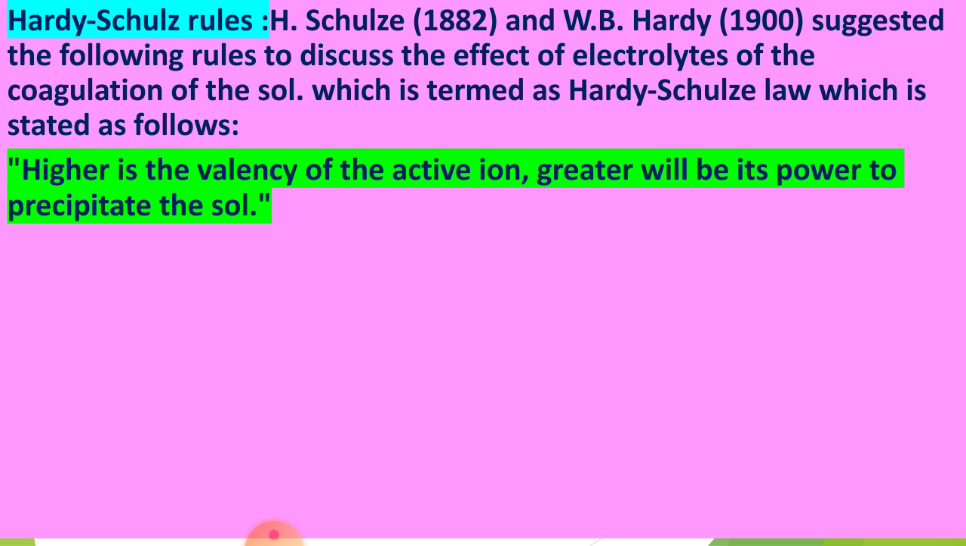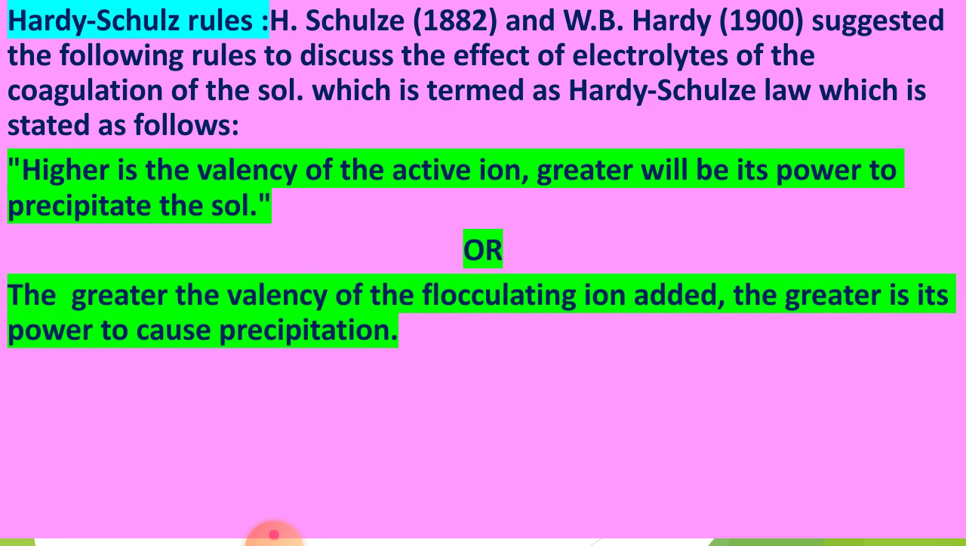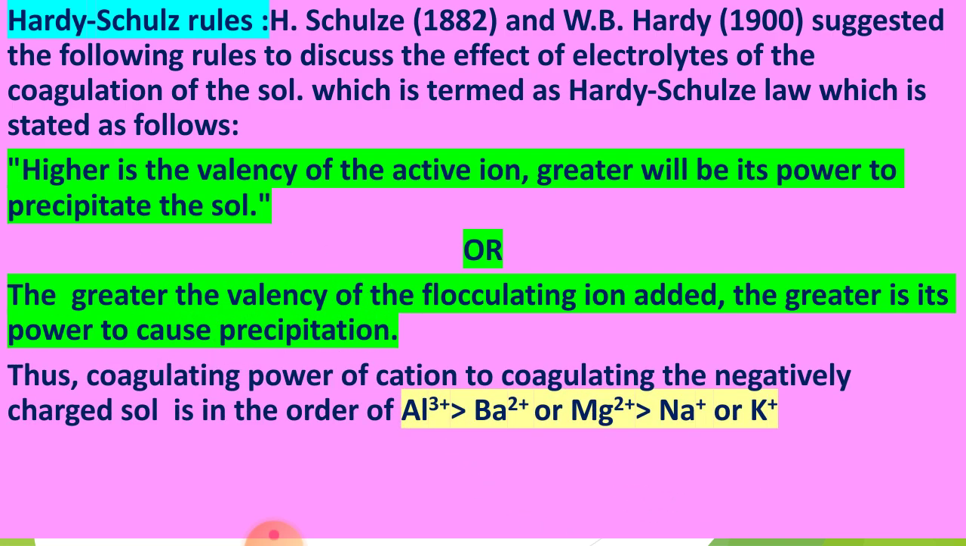The higher the valency of the active ions, that is flocculating ions, the greater will be its power to precipitate the sol. Or you can also define this rule as: the greater the valency of the flocculating ions, that is coagulating ions, the greater is its power to cause coagulation. Here some examples are taken to explain the rule. The coagulating power of cations to coagulate a negatively charged sol is in the order Al3+ and so on, that means the more the charge on the cations, the more will be the power of coagulation for a negatively charged sol.